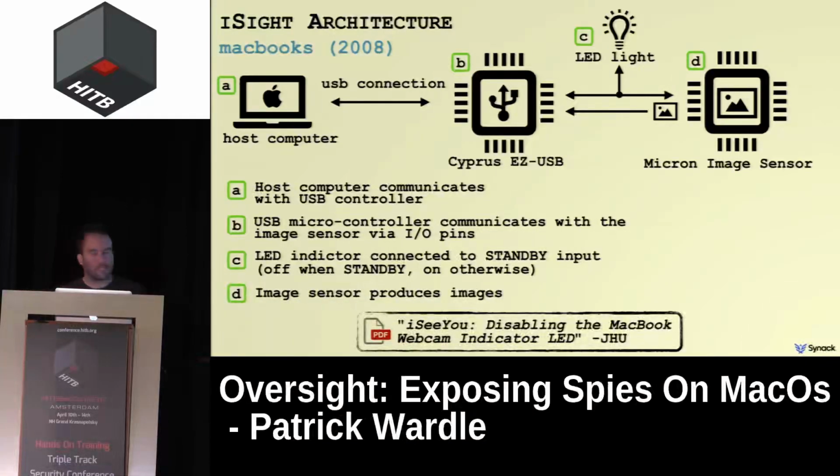There's basically 4 components to the architecture. There's a host computer, which communicates to a USB controller. And this USB controller is a Cypress EZ-USB microcontroller, and it communicates with an image sensor via I/O pins. And the image sensor is the device or hardware that's actually capturing the video input. Attached to one of these I/O pins, specifically the standby pin, is an LED light. And when standby is on, meaning the device is powered off, the LED indicator light is off. And when standby is off, meaning there's power to the image sensor, the LED indicator light is on.